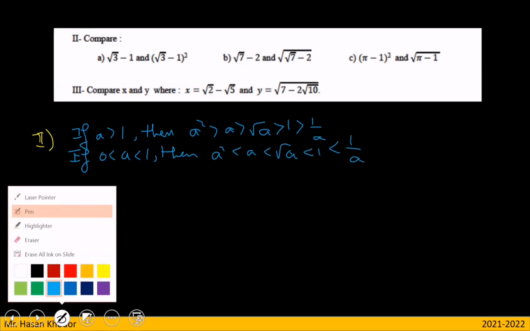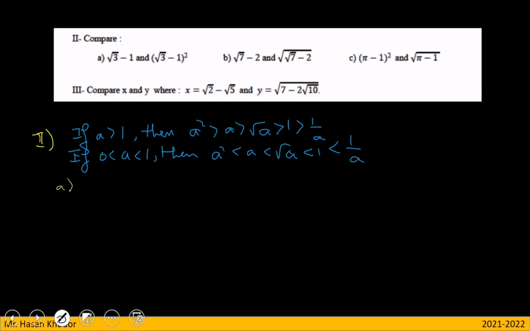Consequently, going to our exercise, the first part A, we are comparing two real numbers, a and a square. But a, which is radical 3 minus 1, approximately 0.7, is a positive number less than 1. Then this obeys the rule number 2, which means that a square is less than a. So we say that radical 3 minus 1 squared is less than radical 3 minus 1.